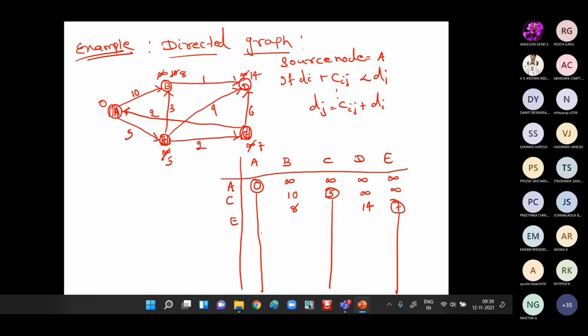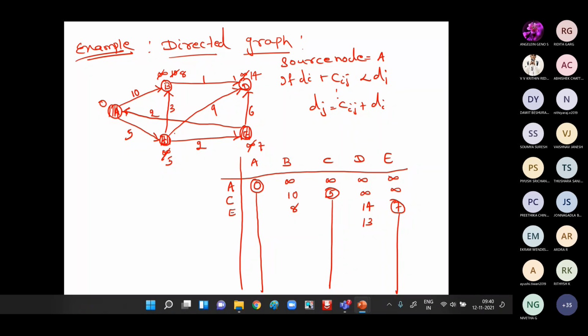Then guys, what are the other nodes available? E to D, E to D. Okay, so E to D cost is how much? Who will say? E is 7. 7 plus 6 is 13. Do we need to update it here? Yes, 13 is less than 14, so we need to update this here. So E to D, this value is 13.